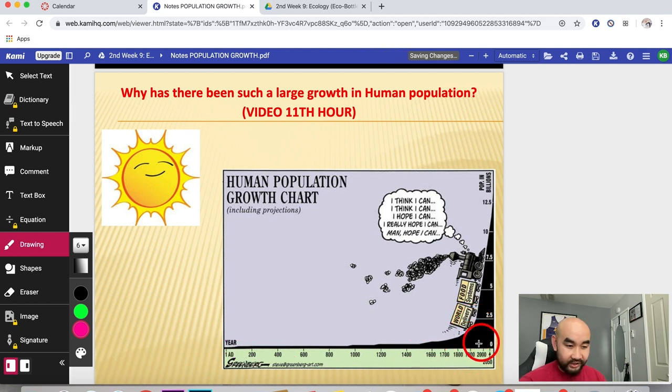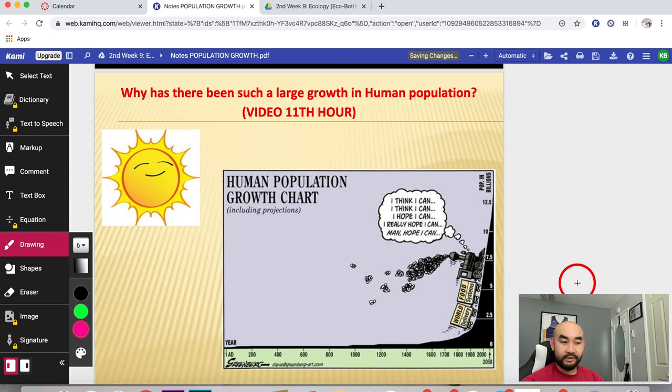within only 100 years, from 1900 to 2000, 1900 is here, 2000 is there. It started to pick up to 5 billion, so it doubled. And then 2000 to now? It went up to around 8 billion, right here, 8 billion. So the question is why? What made it suddenly go up?